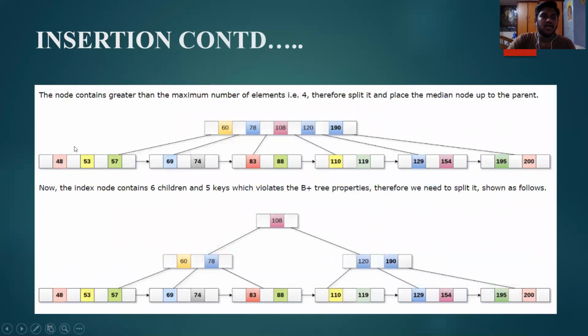The node contains more than the maximum number of elements, that is 4. So we have to split it, and the median node should be pushed up to the parent. Here 190 came up to the parent and the two halves are split. Now the new B plus tree looks like this. Here again we have more than 4 elements, so we again split and push 108 to the parent node. After splitting, the new B plus tree looks like this.